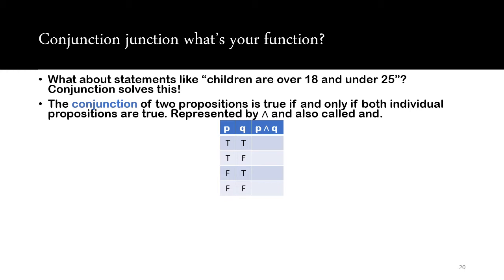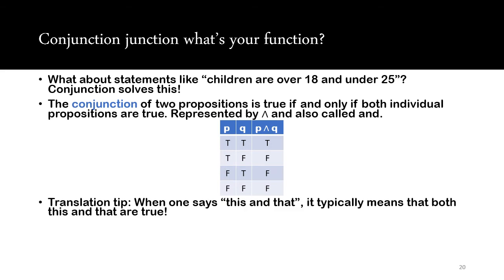So it's only true if both individual propositions are true. So the first line, true. Everything else, false. So here's a little translation tip. When one says this and that, it typically means that both this and that are true.